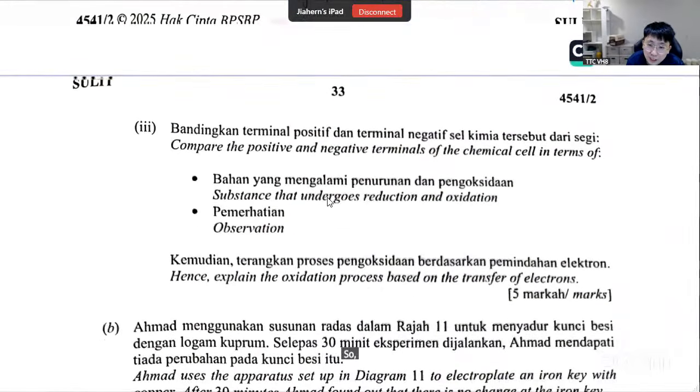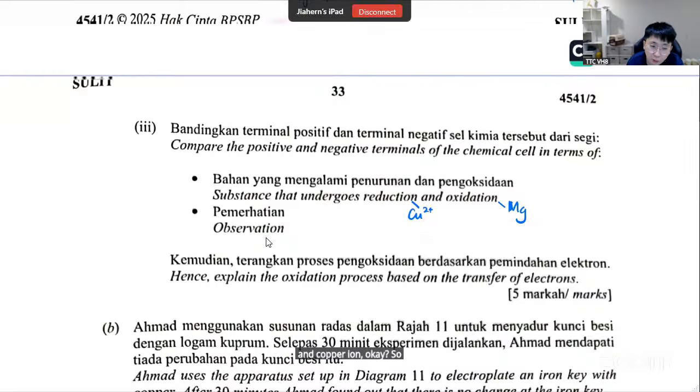So substance that undergo reduction? So who undergo reduction? Who undergo oxidation? So who undergo oxidation is magnesium, Mg. Who undergo reduction is copper. But to be more specific, it is the copper ion in the solution because he's the one that gains electron. Okay, so we say magnesium and copper ion.